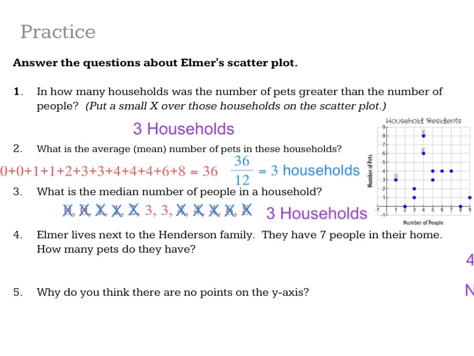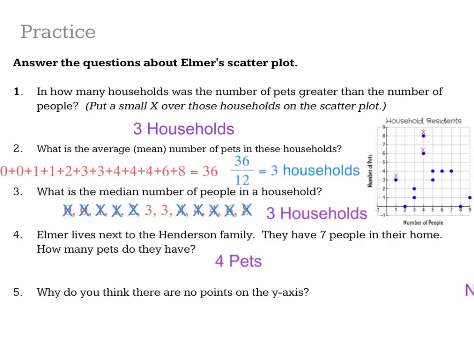The next question says that Elmer lives next to the Henderson's family, and they have 7 people in their home. How many pets do they have? So I'm going to just take a look at my graph and look over where it says 7 people, and luckily there's only 1 dot in the 7 people area, and they've got 4 pets.